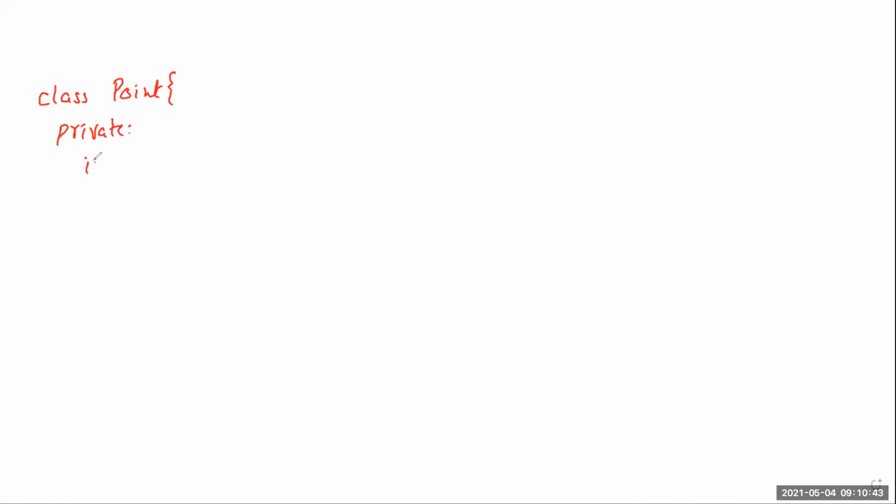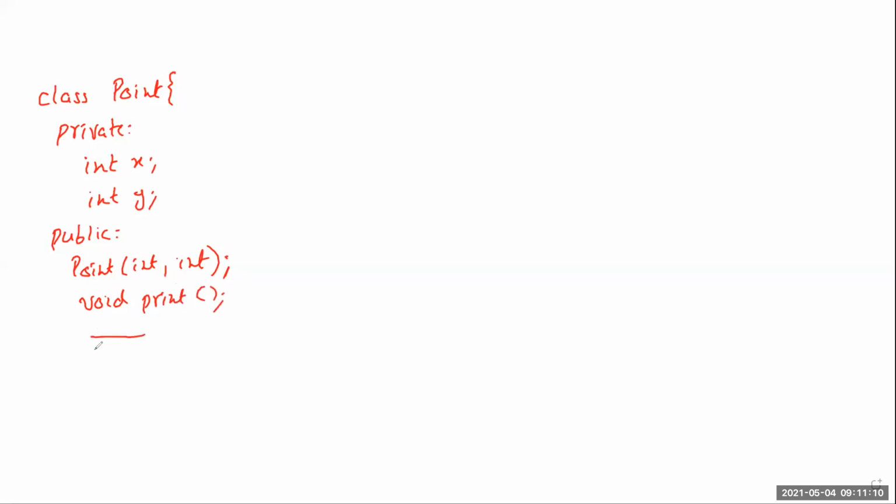So we have two data members, int x and int y, and then within the class we have its constructor. I'm just writing the prototype to save some time. Similarly, you have a print function, and you have maybe set and get functions for x, and set and get functions for y. You can assume they are there. So we already have this class available to us.